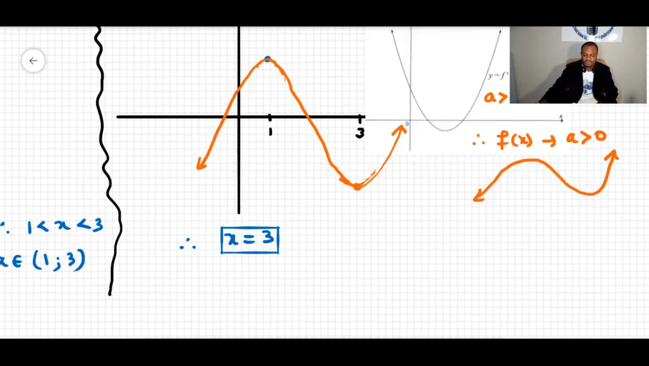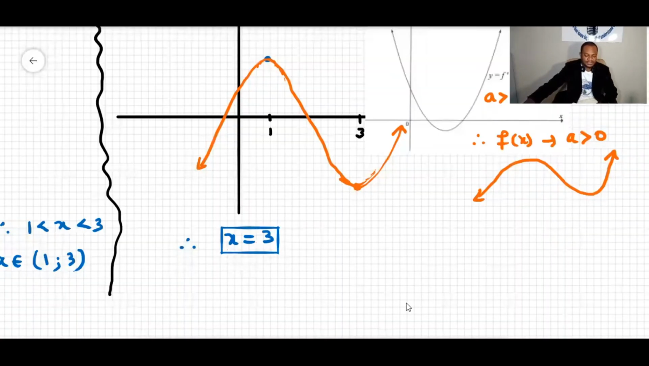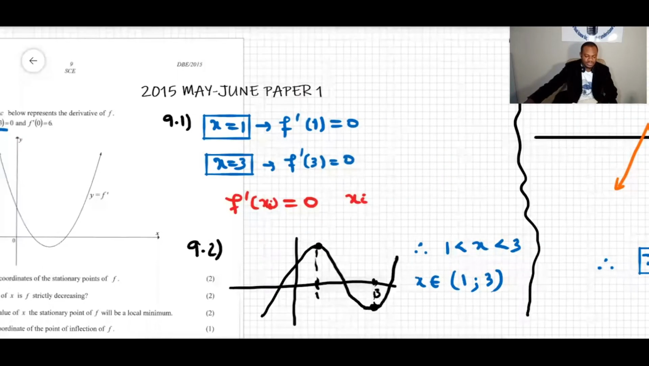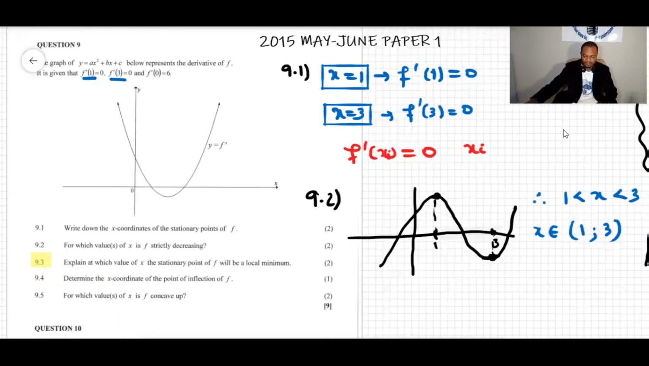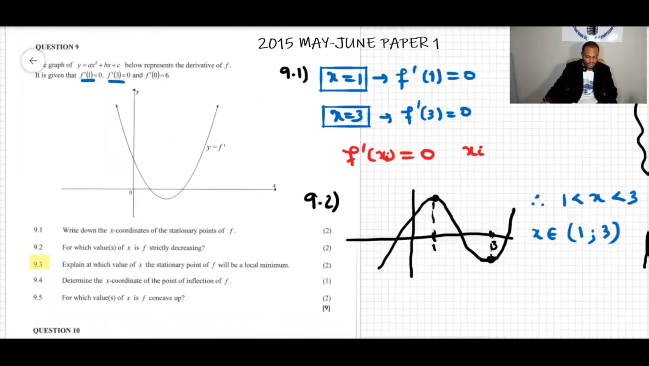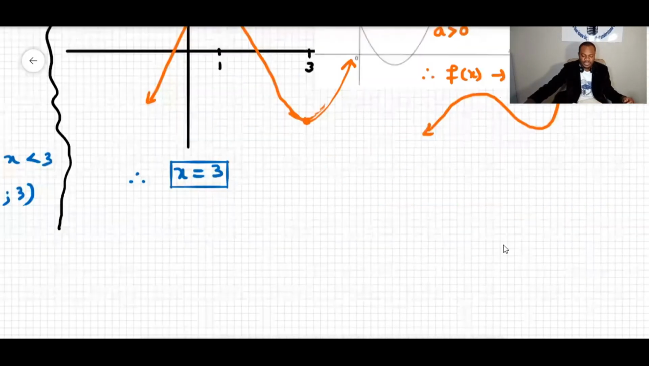Now let's see the next question. We're doing question 9.4. Question 9.4 says, determine the x coordinates of the point of inflection of f. The point of inflection of f right here.